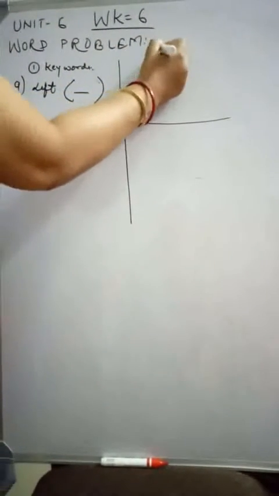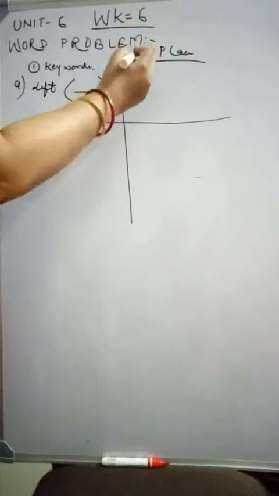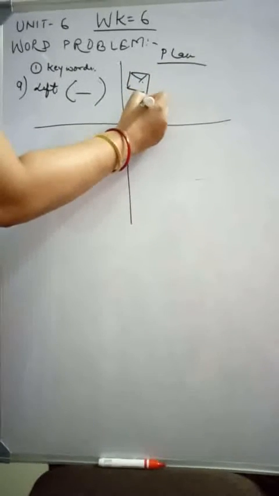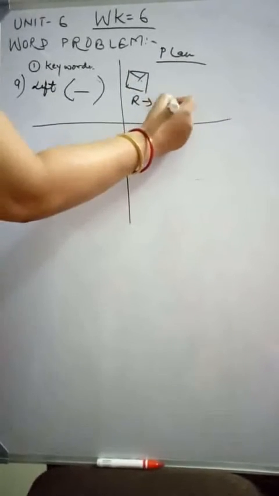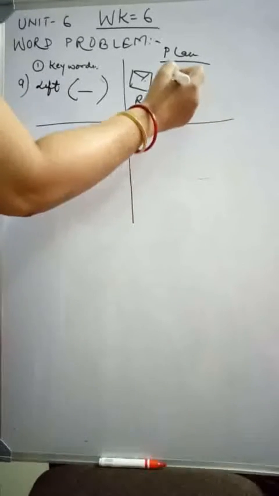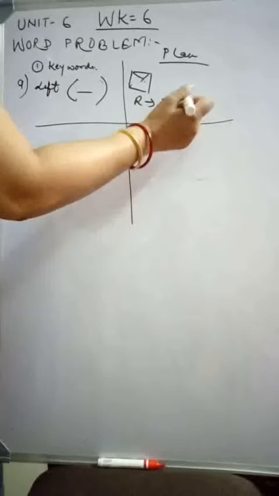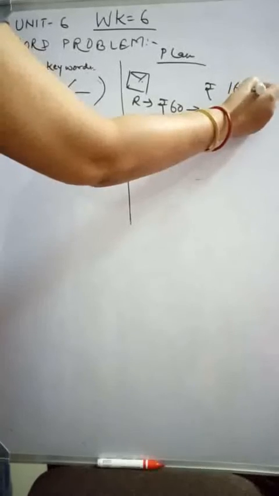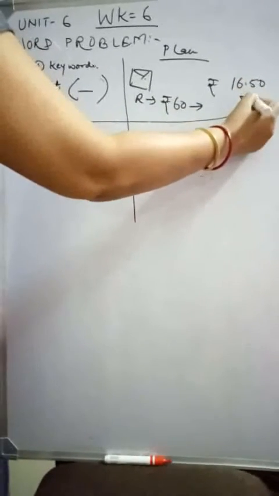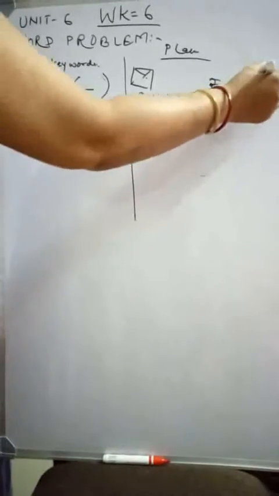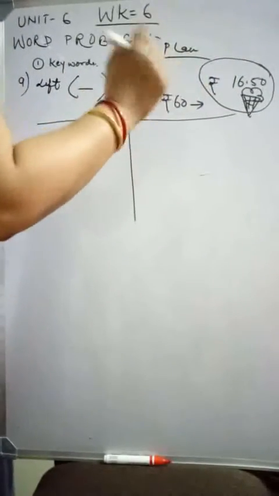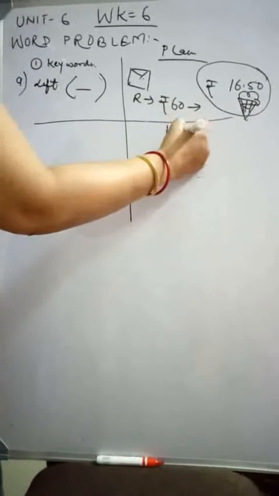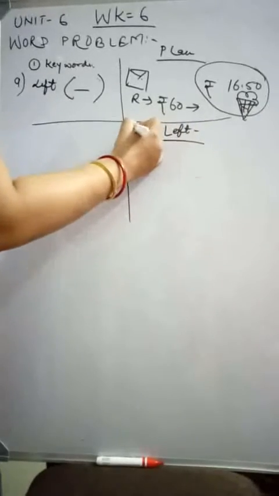Right? Now planning. What planning will you do? This is the pocket money of Raju's. He got how much? Rupees 60. And from this rupees 60 he spent rupees 16.50 on ice cream. Now the question is the amount of money that is left with him.